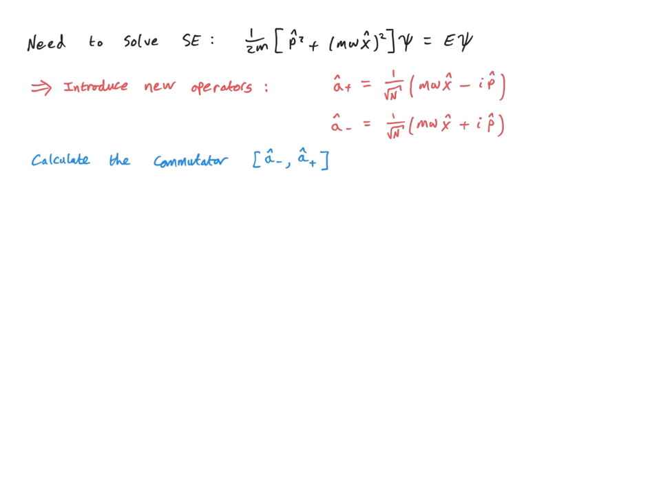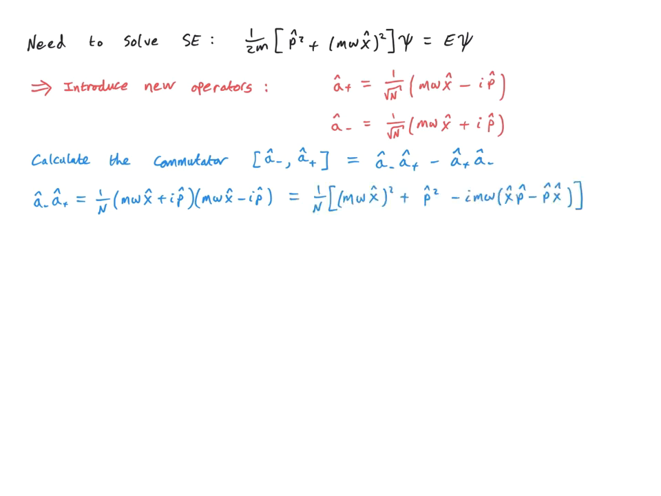Remember the definition of quantum mechanical commutators. This simply means a minus a plus minus a plus a minus. So let's now just calculate each of these two terms in turn. We just use the definitions here to expand out this product, and we have to be careful about the order of these operators. a minus comes on the left, a plus comes on the right. We have to be careful because we know that the canonical operators x and p themselves do not commute. As always with quantum mechanics, we need to be very careful with the order of operators. So when we're careful doing that, we obtain the following.